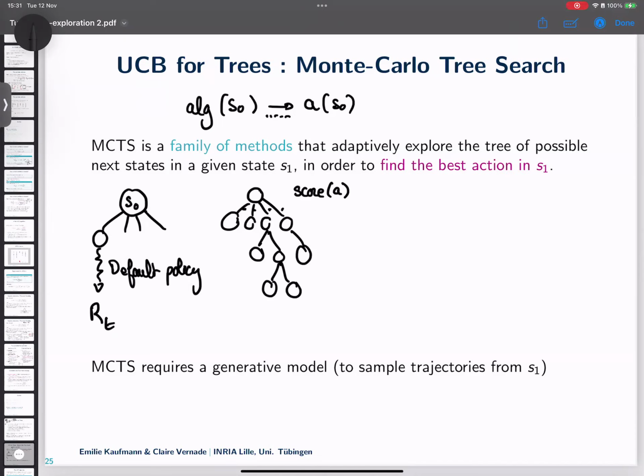And I need to go down the tree, select nodes down the tree to refine the value of this potential action. So if an action looks promising, like it has a high score, I want to dig down that tree a little more. If an action looks like it's really not promising, I want to leave it on the side. I don't want to explore it too much.